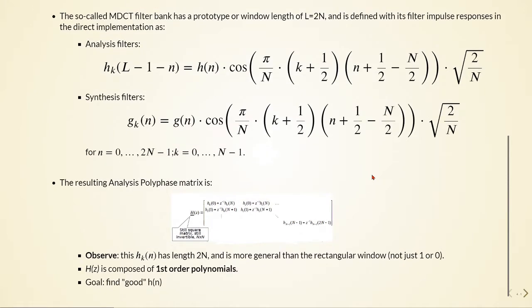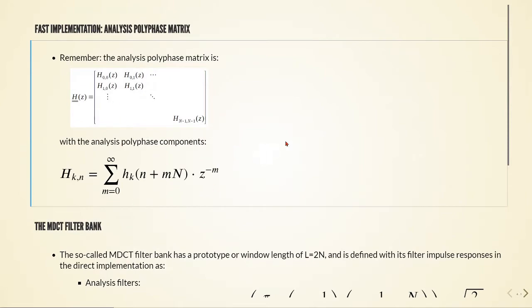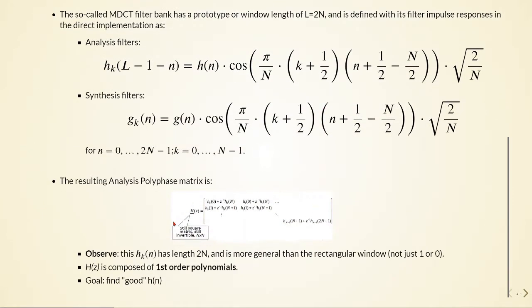The resulting analysis polyphase matrix, when we replace h by the polyphase components, is this polyphase matrix here, and we see that it still is a square matrix and still is invertible, an N by N matrix. And observe that's the h of k. It has the length of 2 times capital N and is more general than the rectangular window. So it's not just 1 and 0. This H of z is composed of first order polynomials, and our goal is to find a good H of z.